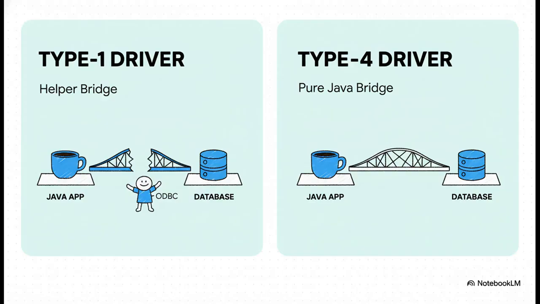And here it is. On the left, you have the Type 1 driver, the helper bridge. See, this one was clever for its time, but it actually relied on another technology called ODBC to do the talking. It wasn't a pure Java connection. Now compare that to the Type 4 driver, the pure Java bridge. This is the one you'll almost always use. It's written completely in Java, it's self-contained, it talks directly to the database, and because it's pure Java, it works on any platform. It's faster, more efficient, and it is absolutely the modern standard.